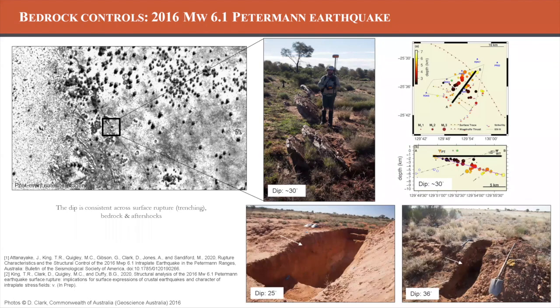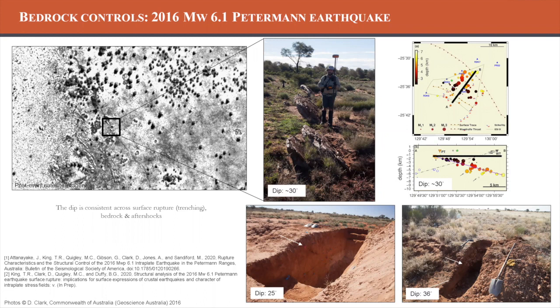We see a bit more evidence of this in the aftershock distribution and the trenching. So the trenches also preserve this 25 to 35 degree dip in the sediments, which aligns well with the bedrock outcrops that we map across the region. And we also had this high resolution aftershock network in place. And when you look at the depths of those aftershocks, they also define this 30-degree dipping plane, which is consistent again with the bedrock orientations that we see across this region. So it's just a bunch of evidence to suggest that yes, probably this earthquake started on a pre-existing bedrock structure and ruptured to the surface along that structure.